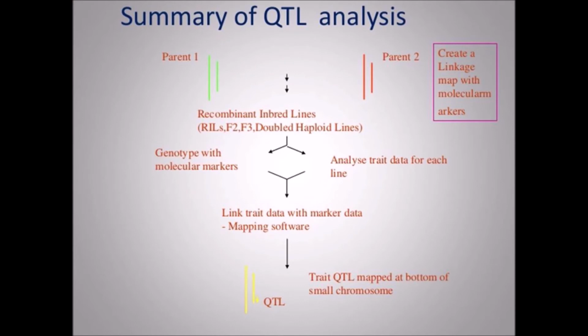Here is a summary of QTL analysis. There are two parents selected, recombinant inbred lines. Then genotype with molecular markers were added. Then analyze trait data for each line. Link trait data with marker data. Mapping run with the mapping software. Trait QTL mapped at bottom of small chromosome.